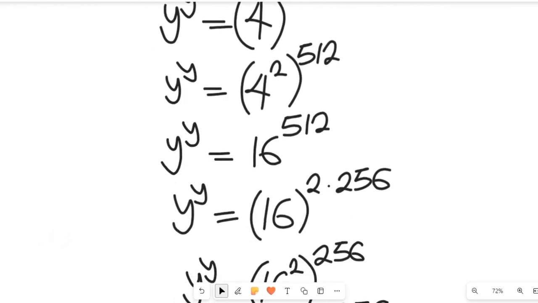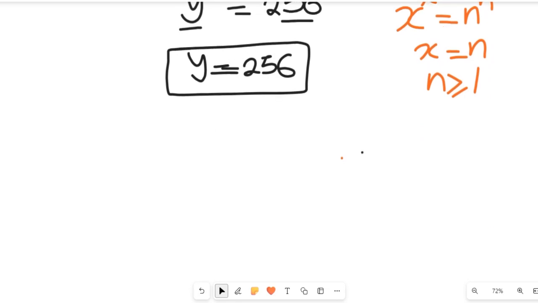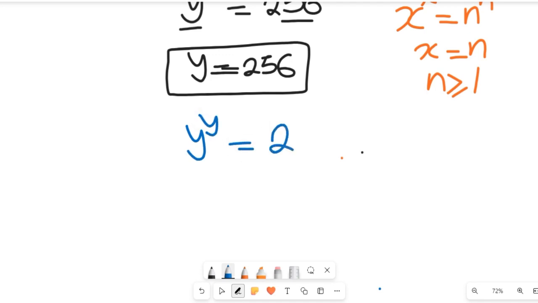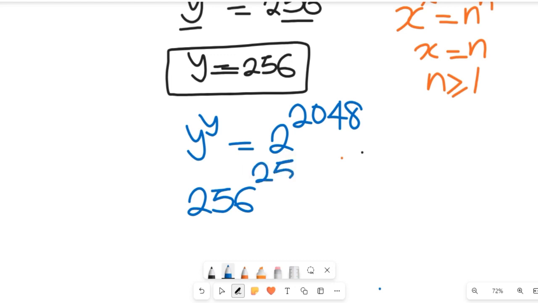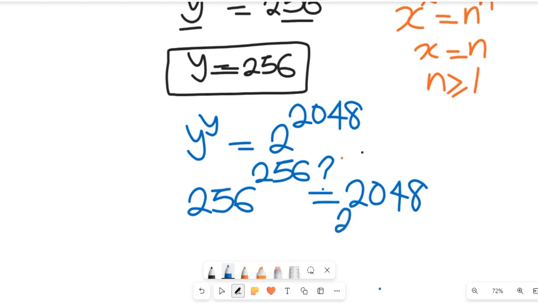Now let's test to see if our solution is right. If we test, we have y to the power of y equal to 2 to the power of 2048. So we have 256 to the power of 256. Is it going to give us 2 to the power of 2048?